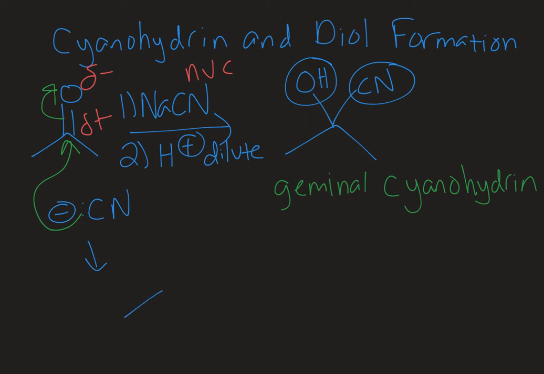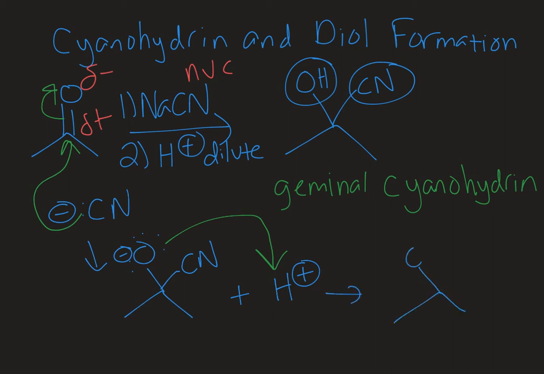And so that will give us our cyano group attached and an oxygen with a negative charge. So it would have 3 lone pairs on it there. And then in our second step, we add this dilute acid, and that is going to protonate and neutralize our compound. So this would be considered sort of like the workup step for this reaction. And that protonates the alcohol and gives me the completed neutral product, the cyanohydrin. And we would describe this as a geminal cyanohydrin, geminal meaning that the 2 groups are on the same carbon.